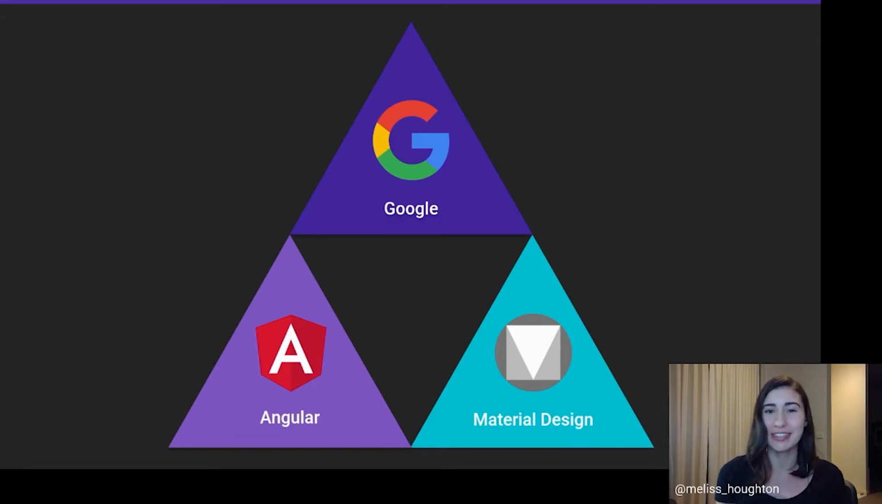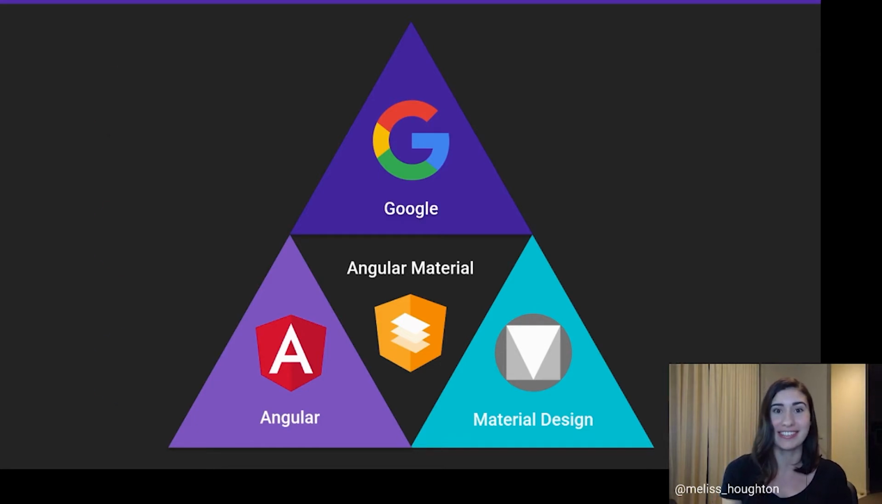And Google, being the brilliant big tech giant that it is, had the idea to combine the two of these and create Angular Material. So Angular Material is a UI component library that implements material design in Angular. And it is made by Angular for Angular. So that means it's well maintained, it's well documented, and it's really easy to use in your Angular applications.